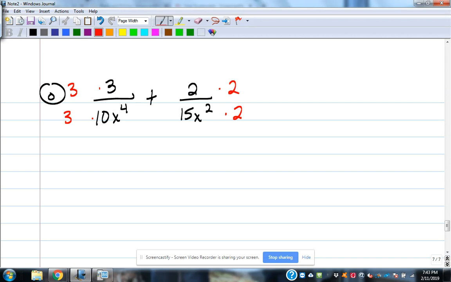Now that only takes care of the number. I've got to get the letter the same too. This one has how many x's? How many does that one have? 2. Which one's more? So I need to match that up. How many more x's does this one need? It needs 2 more, so that's an x squared. So I've got to multiply that one by x squared as well.